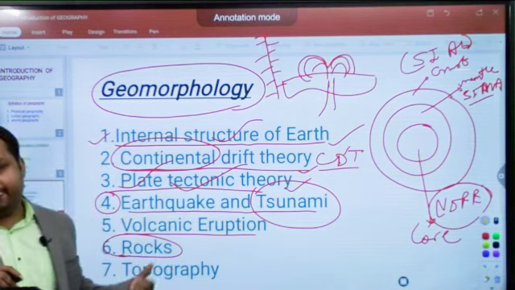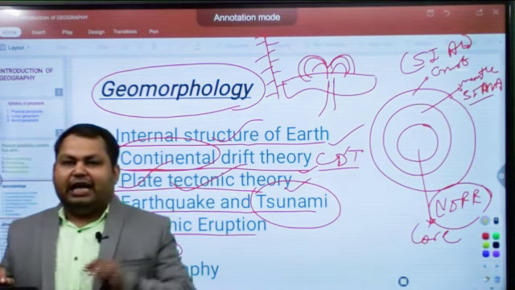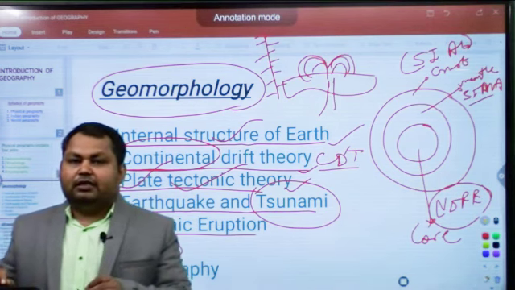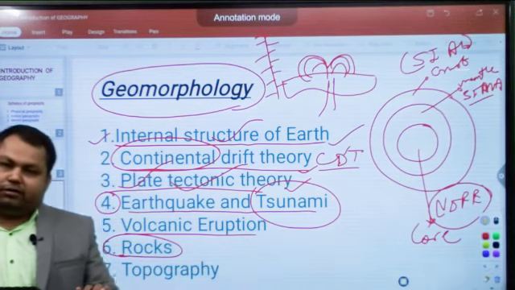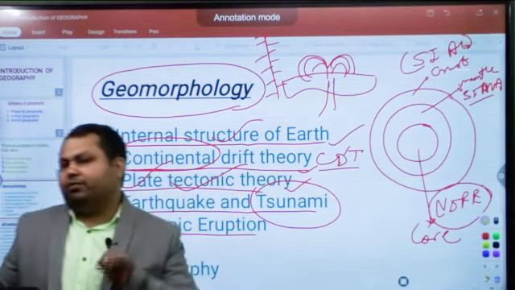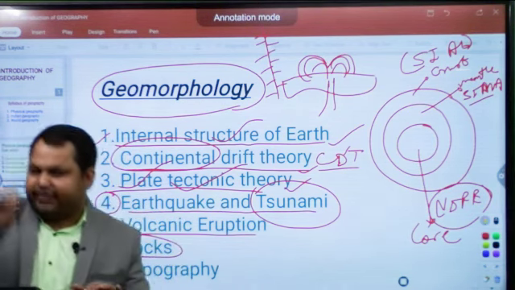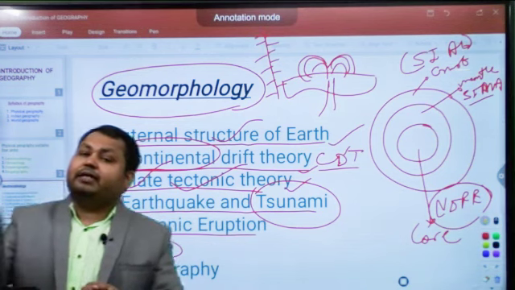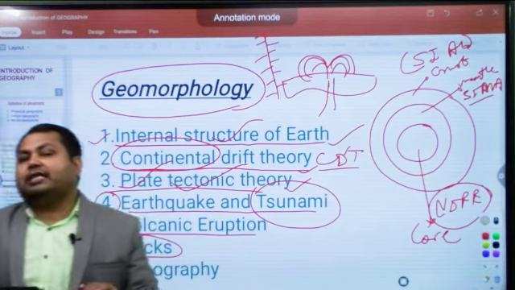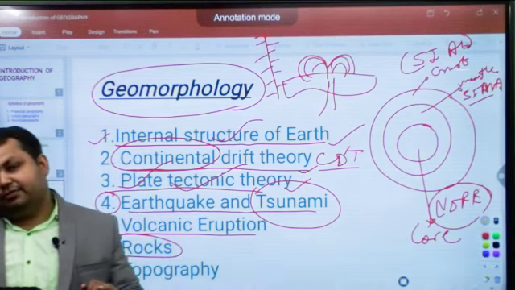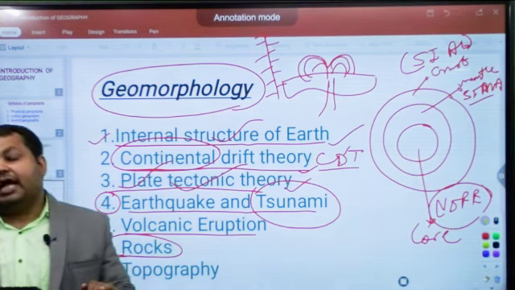What is rock? An integrated form of minerals having definite shape, which can be hard or soft, is called rock. So, rock is an integrated form of minerals having definite shape, lying in solid state. It can be hard, like granite, and softer, like chalk, through which we write, or limestone.